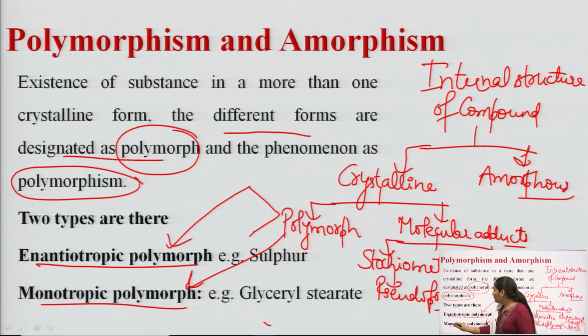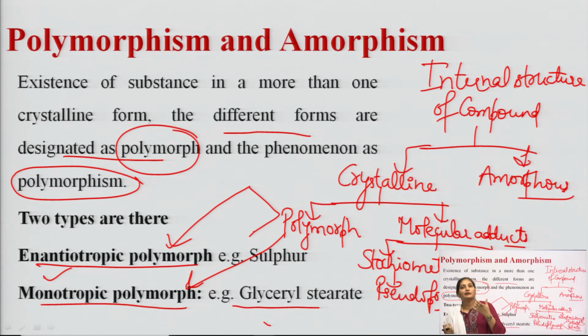Now, the second type of polymorph is the monotropic polymorph. Okay. These are the types of substances which are unstable under all conditions. An example of monotropic polymorph is glyceryl stearate. Okay. Now, as I have told you, a drug substance can exist in more than one form. Okay. It can be a stable form or there can be a metastable form.